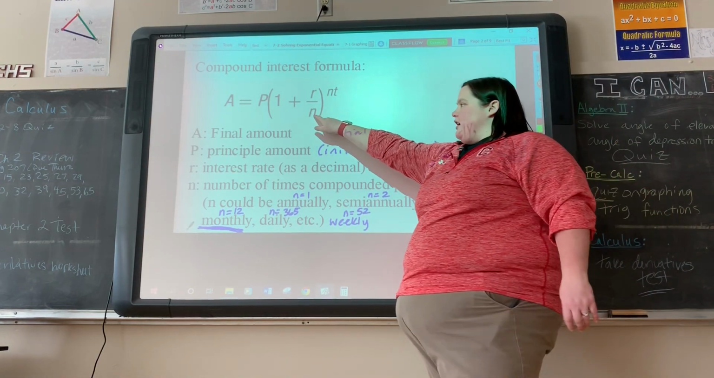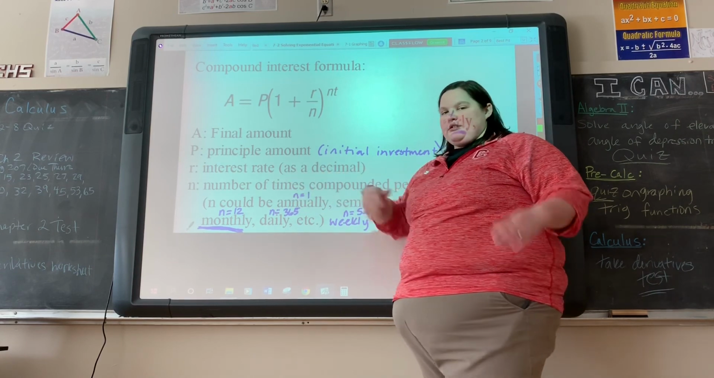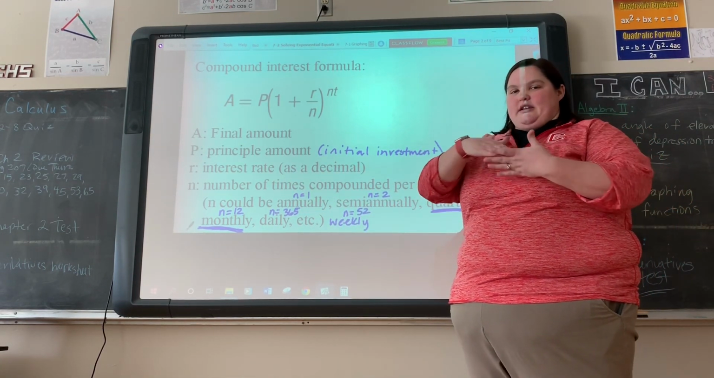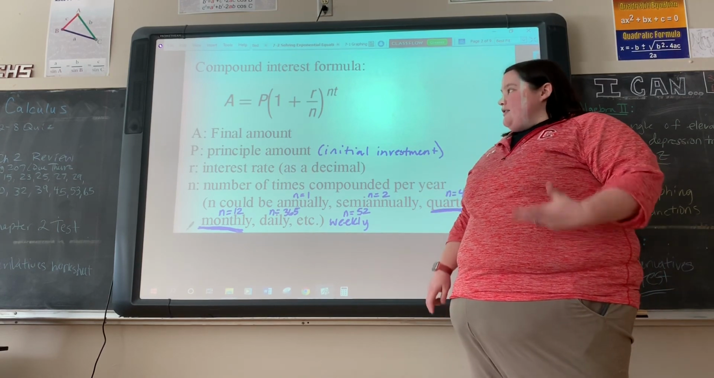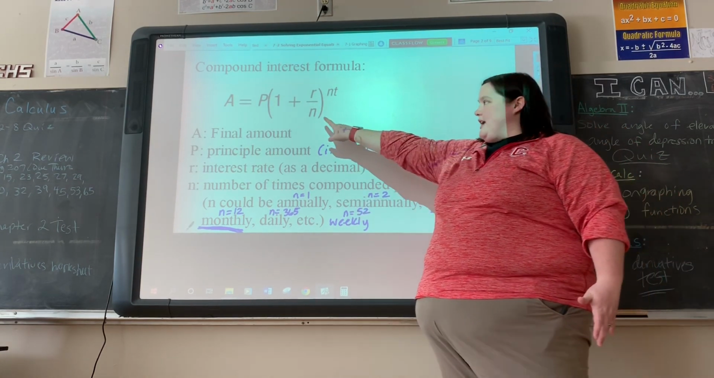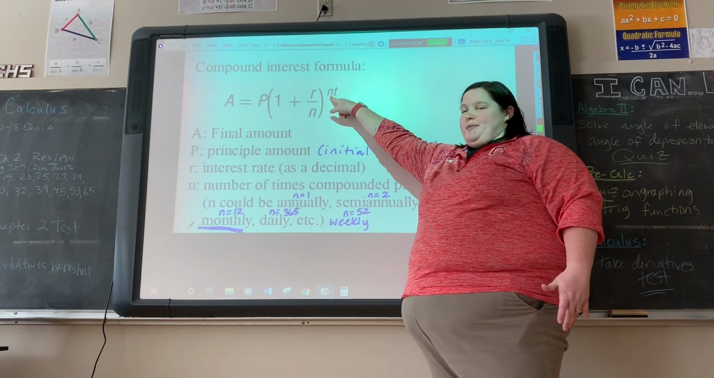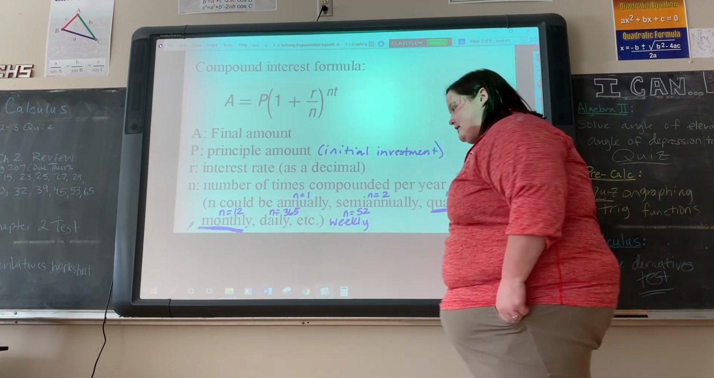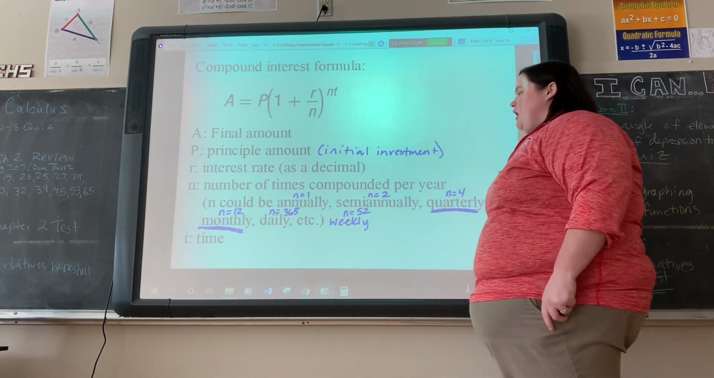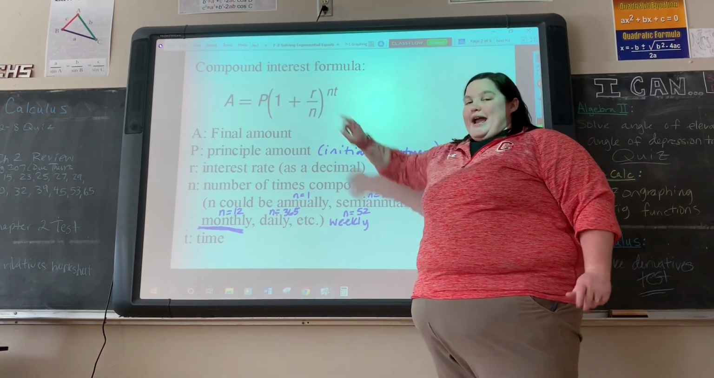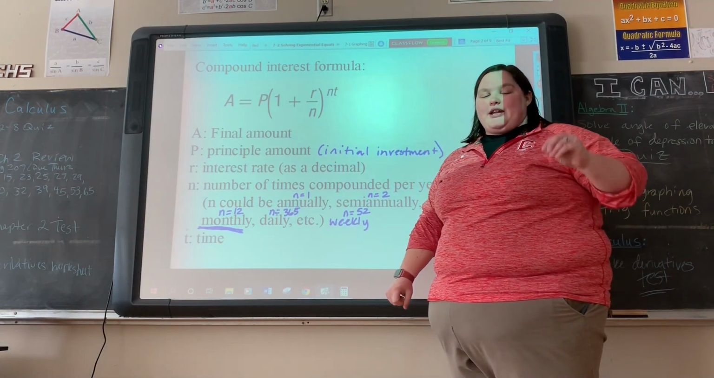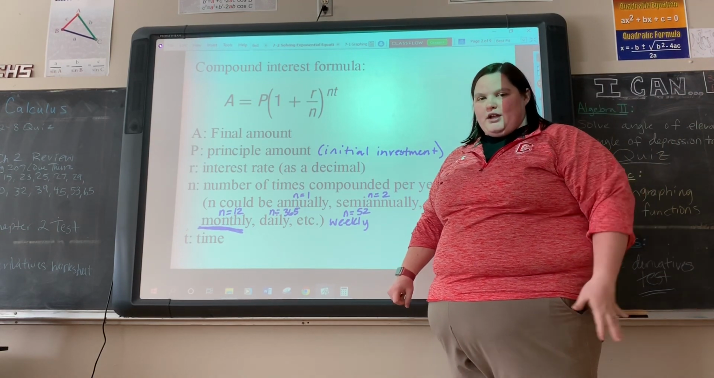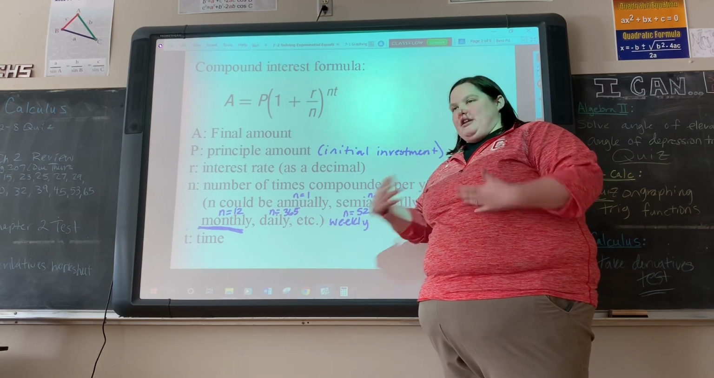It divides the R, because typically interest rates are a yearly thing, but they don't give it to you once a year, so they take it and divide it into chunks. The other thing it affects is, if you notice, N is used a second time up here in the exponent. It's multiplying your time, because T is still your time. Now, what your exponent is actually is how many times you get that interest in that time frame. So it's no longer just the years.